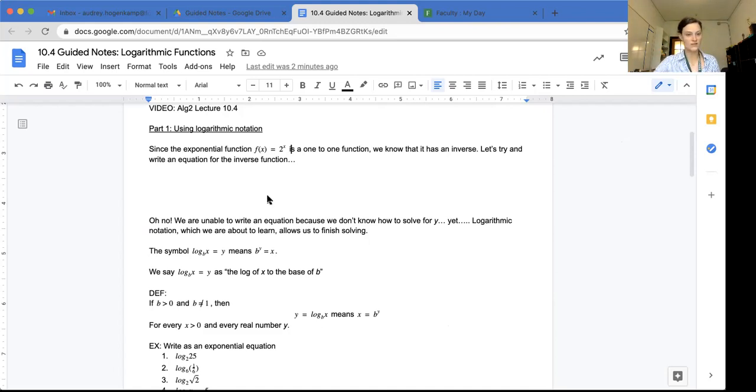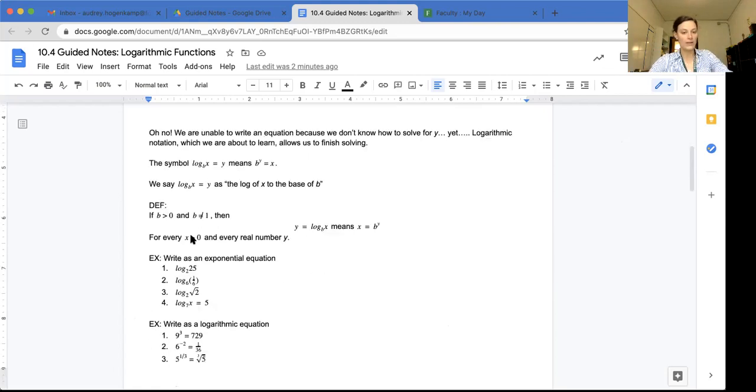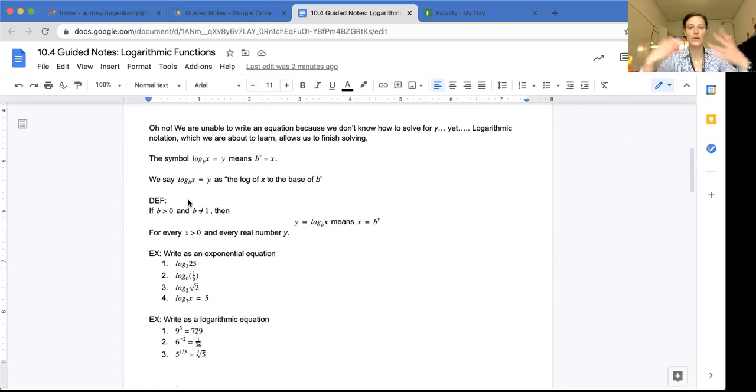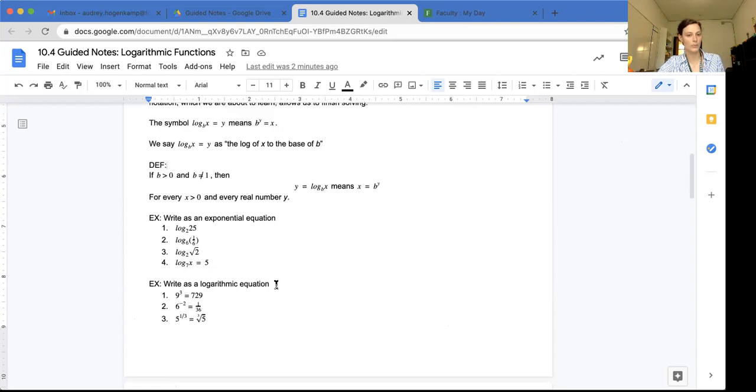And so we have this formal definition of a logarithm. If b is greater than 0 and b does not equal 1, then y equals log base b of x means that x is equal to b to the y, for every x that is greater than 0 and every real number y.